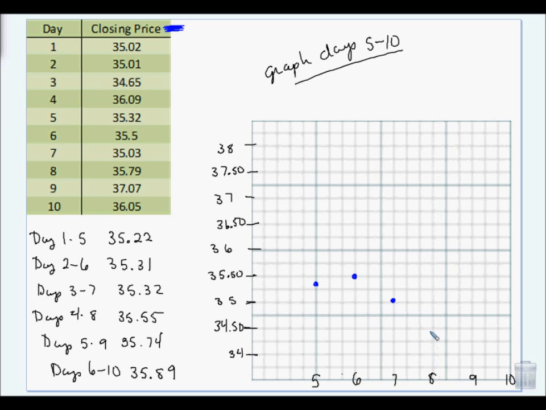Day 8 is 35.79, so that's almost up to 36. Day 9 is 37.07. And day 10 is 36.05. And then if we connect all these lines, you get sort of a jagged picture, right?